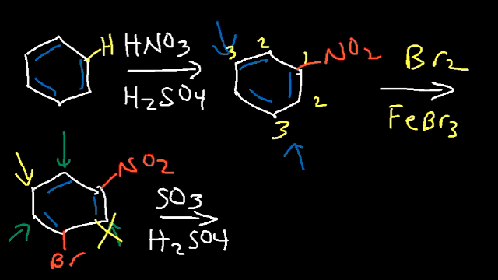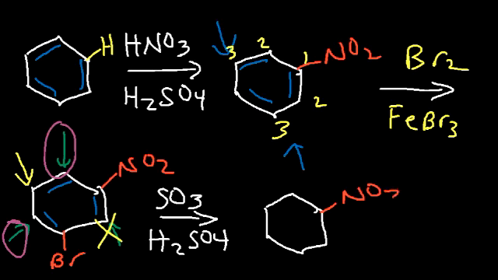Now, which group is more activating, the bromine atom or the nitro group? The nitro group is a very strong deactivator. But the bromine atom is a weak deactivator. So therefore, it's more activating than the NO2 group. So SO3 is most likely going to listen to the bromine atom rather than the NO2 group. So it can go here or here. We can get both products, but I'm just going to draw one. So this is one of the products that we can get.